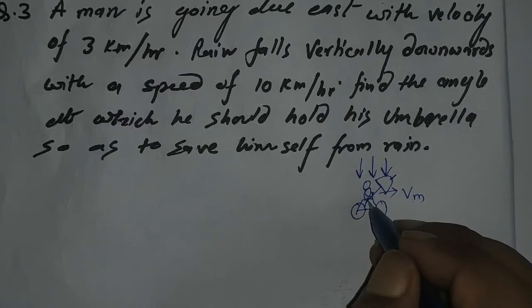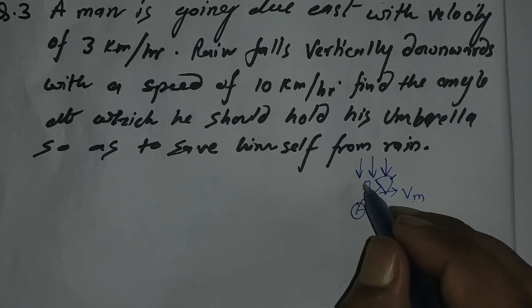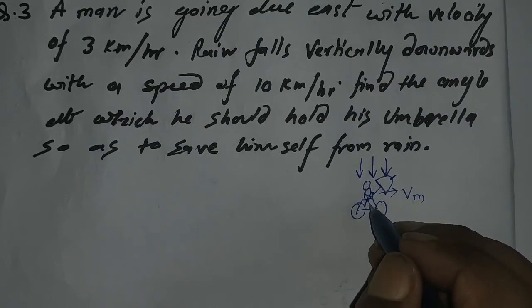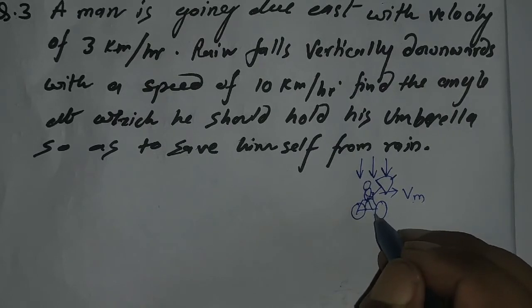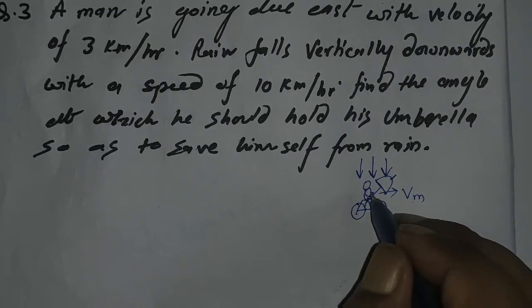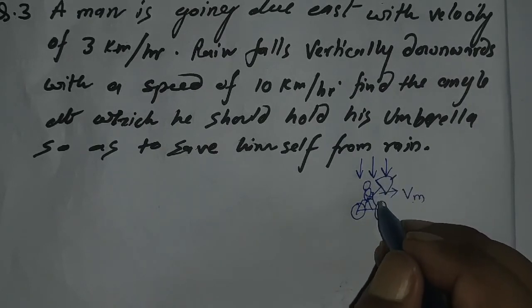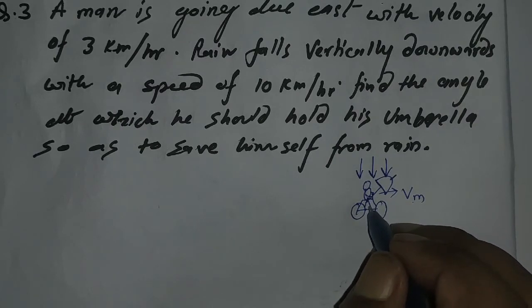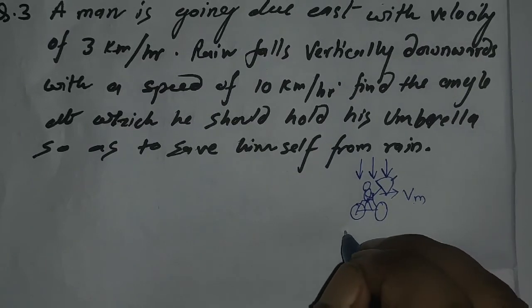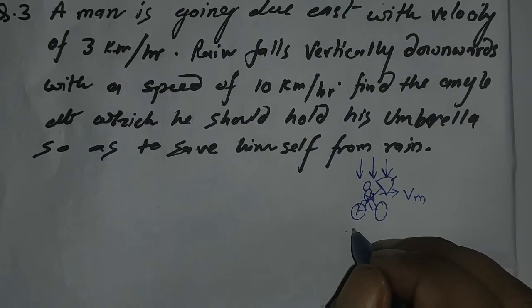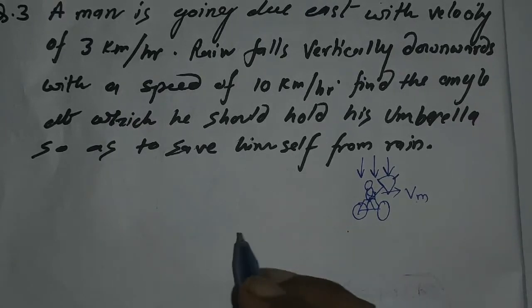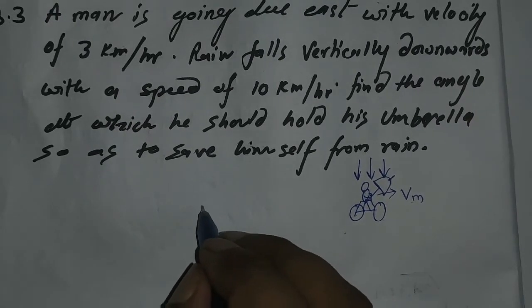When he stops, he will hold the umbrella vertically upward to save himself. But as soon as he starts moving, he will have to bend his umbrella at a certain angle so as to save himself from the rain. You also might have observed this thing. So let us discuss why this happens with the help of this question.